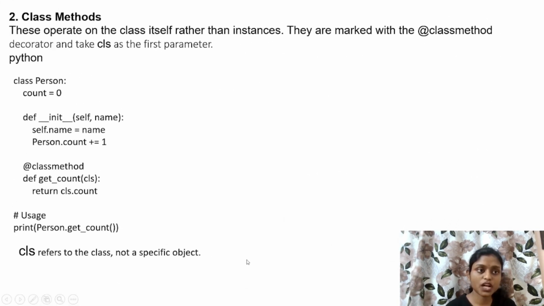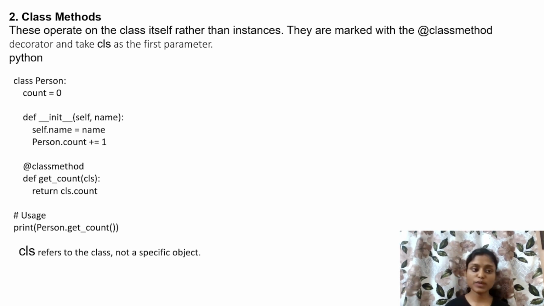And next, coming to the second method type, that is the class method. These operate on the class itself rather than the instance. They are marked with the @classmethod decorator. We will talk about decorators later, but it's important to mention them. Decorators are used to modify a method, and the class method takes cls as the first parameter. We use cls for class methods, which are defined for the class variable.